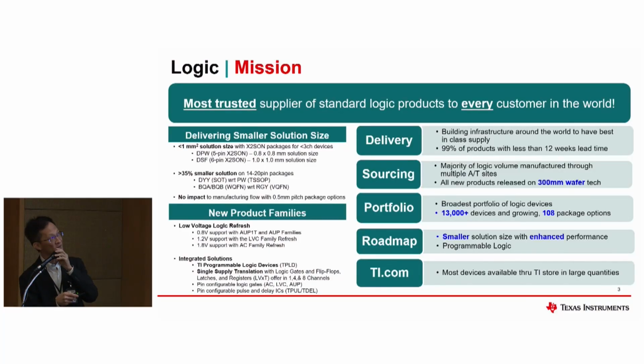In terms of the product, as I mentioned, we are able to deliver some of the smallest packages in terms of size. Some of these are even less than 1 mm squared in the X2SON packages, and also 35% smaller if you compare our latest packages in terms of SOT and VSSOP to a TSSOP. All right, in terms of the new voltage families and new product families, we have the low voltage or low power. Our voltage can go as low as 0.8 volt and also 1.8 volt. These are the low voltage logic. And of course, the integrated solution I mentioned, which is the TI PLD.